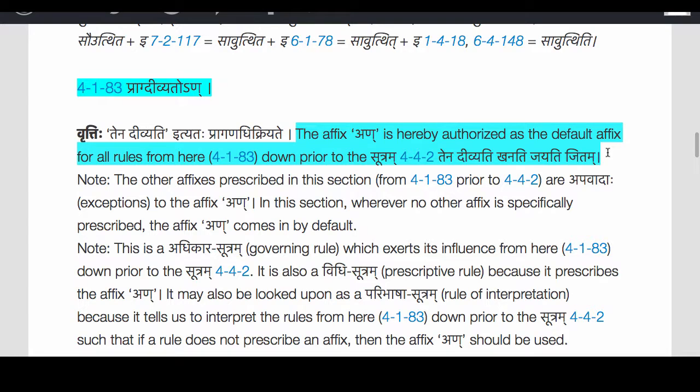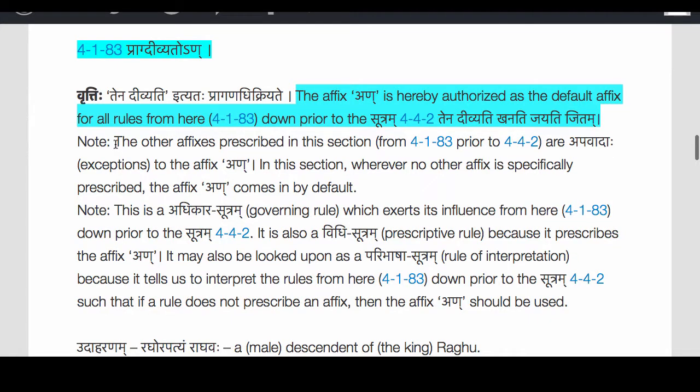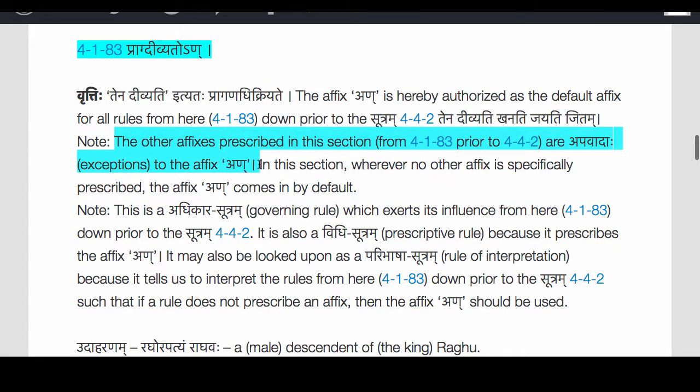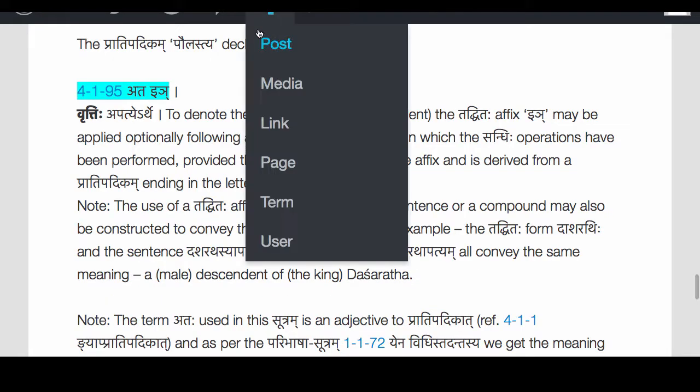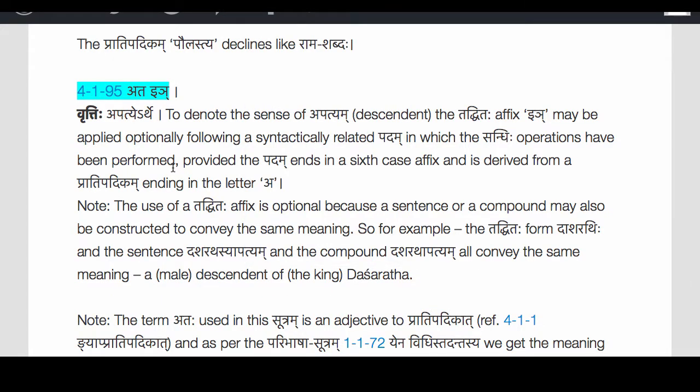At that time we noted that the other affixes prescribed in this section from 4183 prior to 442 are apavadaha, exceptions to the affix an. Let us now take a look at one such affix which is prescribed in this section and is an exception to the default affix an, which was set by 4183. The sutram we are taking now is 4195, which says ata in.